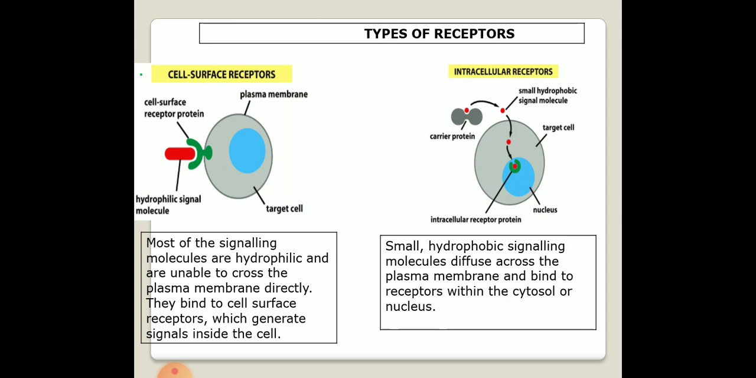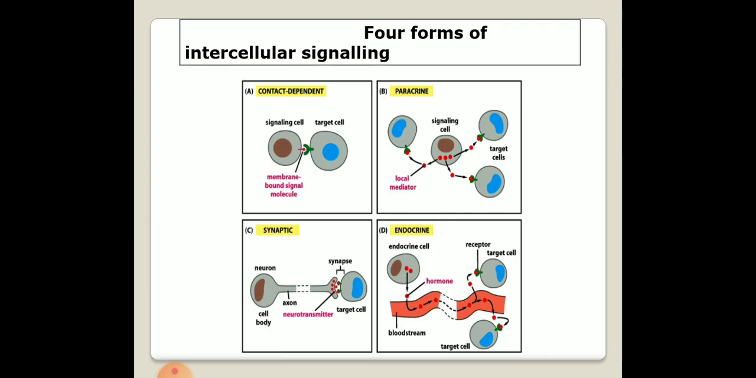So here we can see there are two types of receptors, cell surface receptors and intracellular receptors, and we have seen the basic mechanism of the functioning of the two types of receptors. Now we have four types of intercellular signaling.